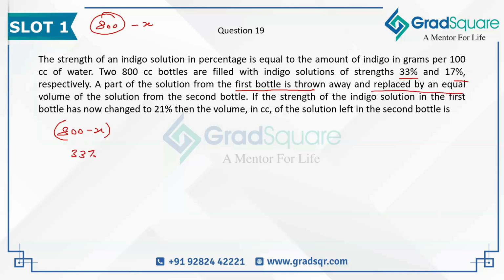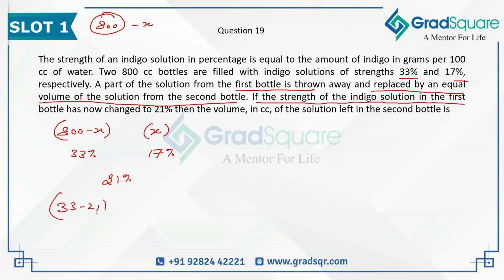And replaced by an equal volume of the solution from the second bottle. Second bottle, equal volume that you have thrown. So you are taking x from the second bottle, which had 17% strength. And that is what you are mixing with the quantity left in the first bottle. Now, if the strength of the indigo solution in the first bottle changes to 21%, this turns out to be 21%. Mixtures and solution is the equation that we are looking at.